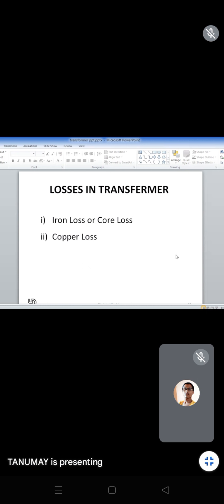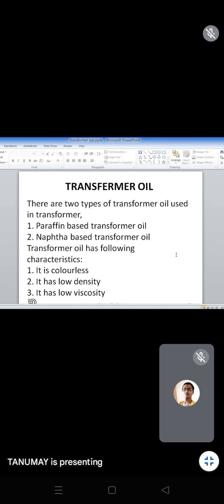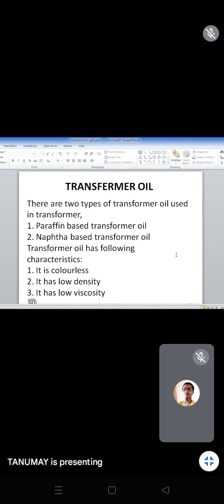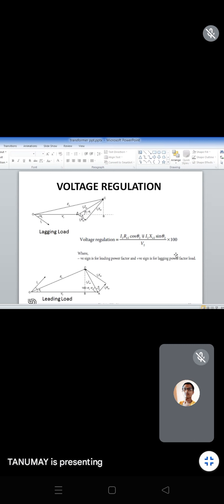Now in a transformer, what are the losses? Core loss and copper loss. This portion, transformer oil and transformer cooling, is not in your syllabus. I am just checking your syllabus. Just a minute.